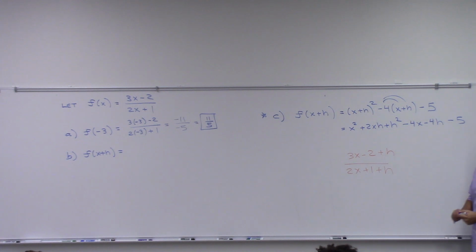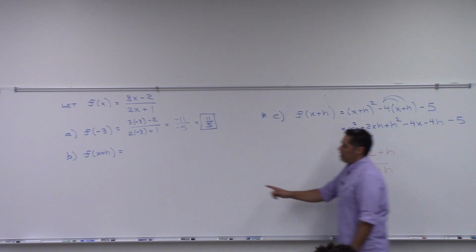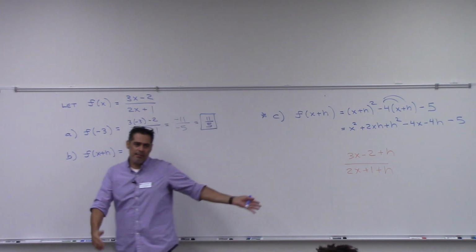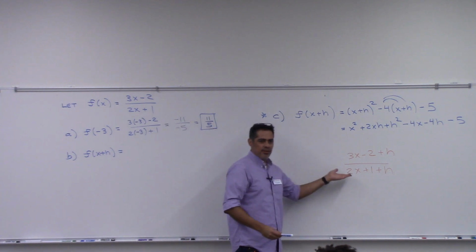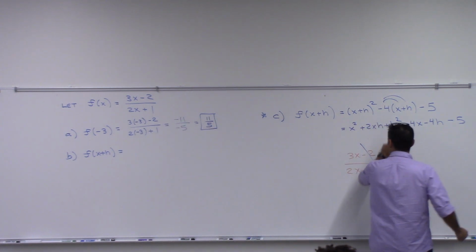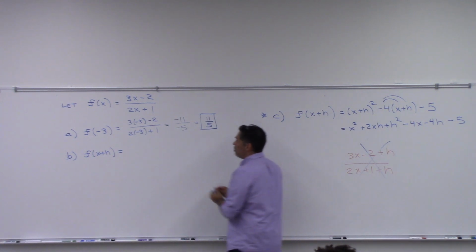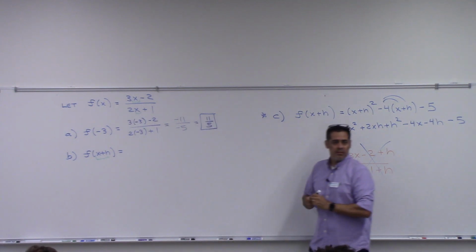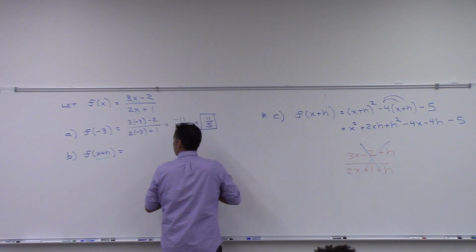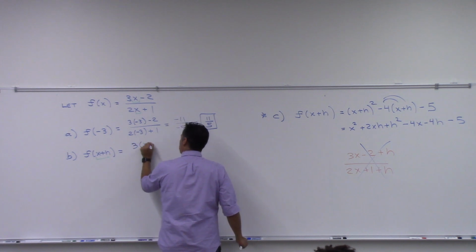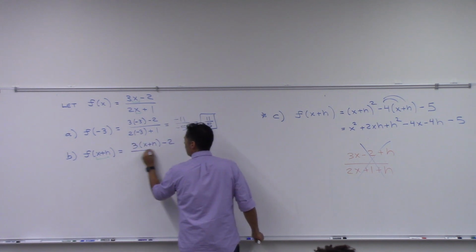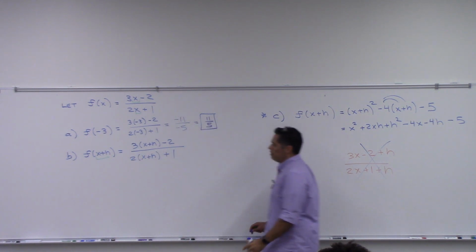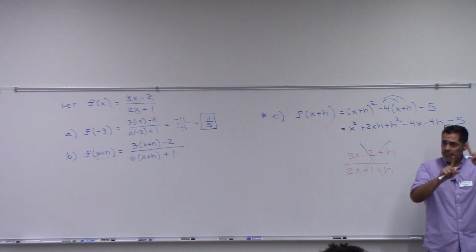Do you see what that student did? They thought that x plus h plugged into this just meant throw an h on the top and the bottom. I kind of get what they're doing here, but this is wrong, right? We are supposed to replace x, right? We're supposed to replace this x with x plus h and this x with x plus h. So it's going to be 3 parentheses x plus h minus 2 over 2 parentheses x plus h plus 1. Everybody see that x plus h being plugged in for x?